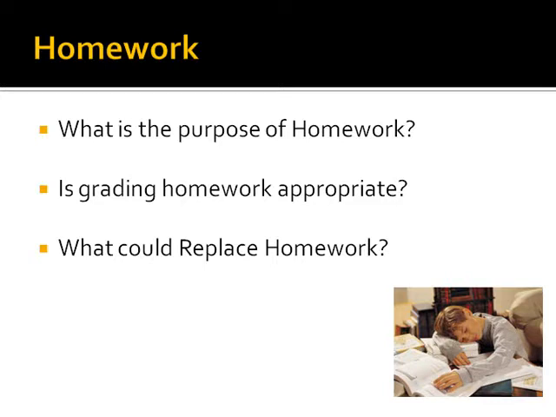In addition, it's important to know that your students are aware of why they are being assigned homework. Have you ever asked them? Do they know why homework is assigned to them?